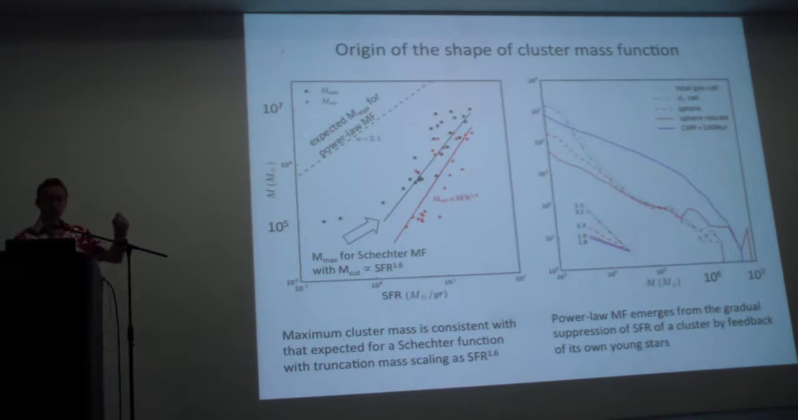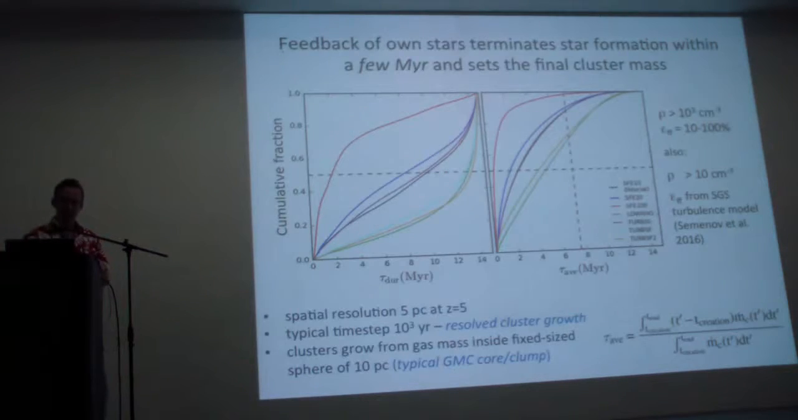And including the behavior of the star formation rate, which declines over time in the course of a few million years, we get the final shape like this, which is similar to the slope of -2. The blue line is the actual mass function of star clusters that we see. So it's not a trivial way in which this mass function comes about.